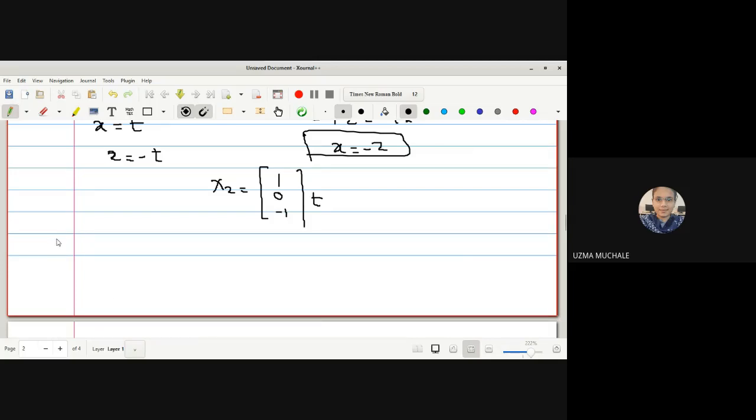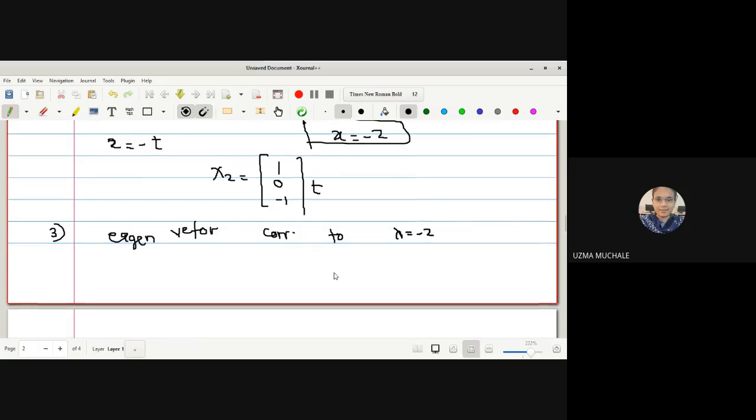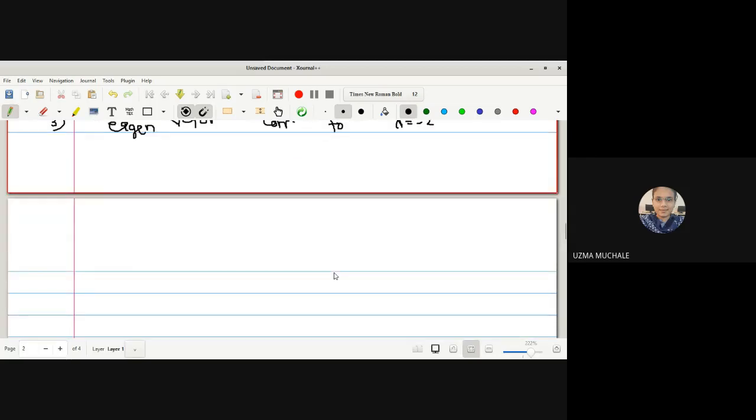Solve the third one, in which we have to find the eigenvector corresponding to eigenvalue lambda equal to minus 2. Now you have to solve and tell me what the eigenvector is.